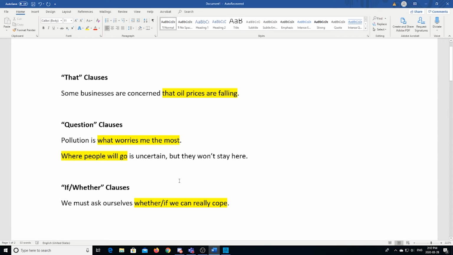For these if-whether clauses, we can choose to use either whether or if. Don't use both, but they are interchangeable. Where you can use whether, you can also use if.